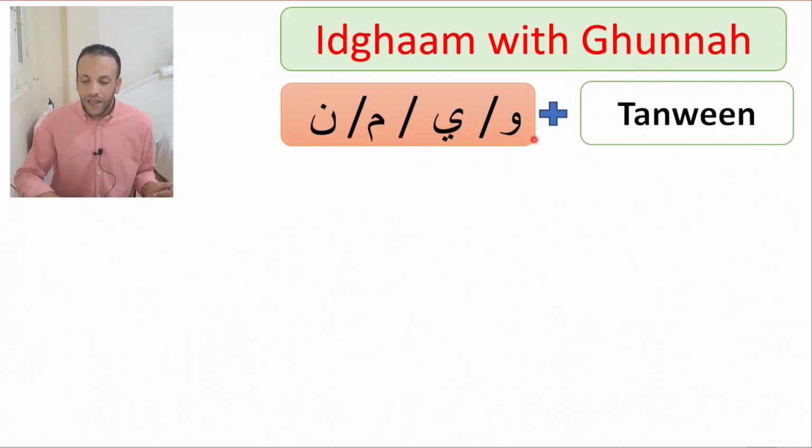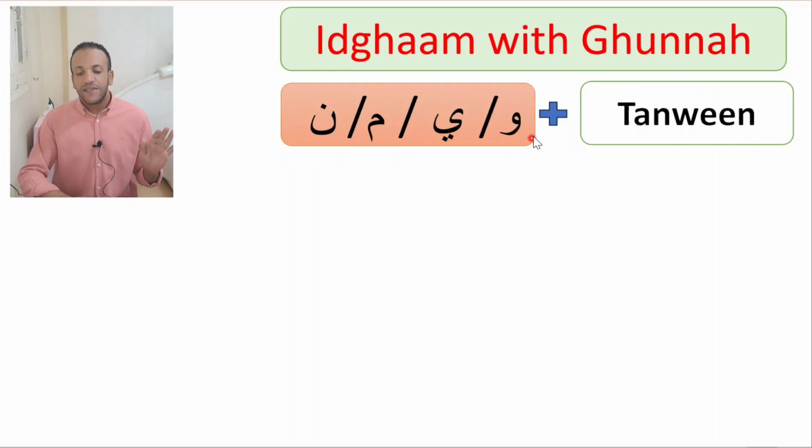So today we apply this rule in the case of Tanween. When do you need to apply this rule? When the Tanween is followed by one of these four letters: waw, ya, meem, or noon, the same letters that we learned in the last lesson.